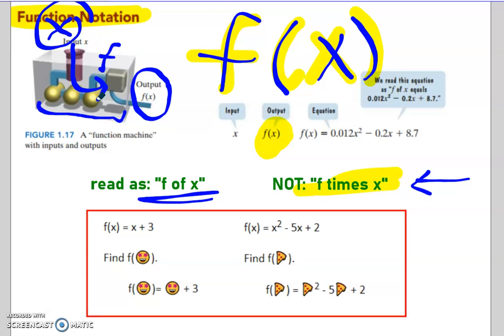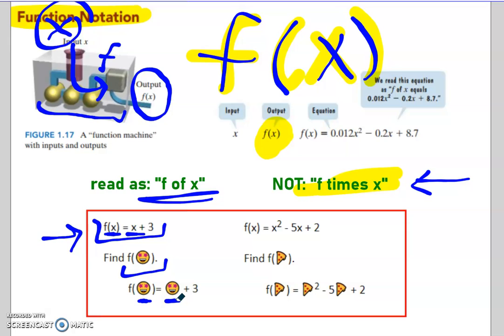And this is what it looks like when I'm being silly and wish numbers looked like pizza and emojis. If we see f of the star face, it gives me a function that wants me to put that star face in for every x value. Notice this is a function of x, but now I want the function to be of star face, and that's why I took the star face and put it everywhere there was an x.